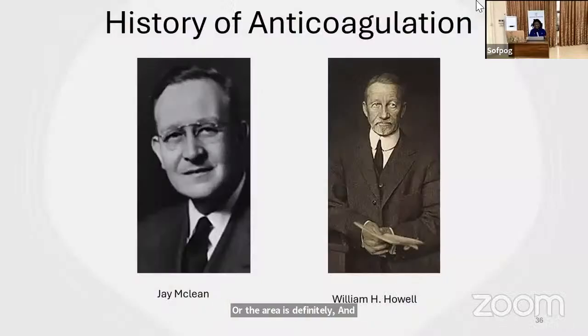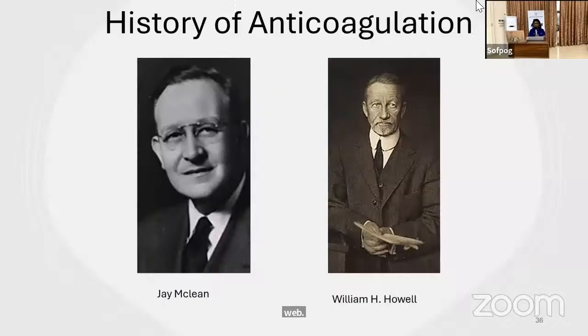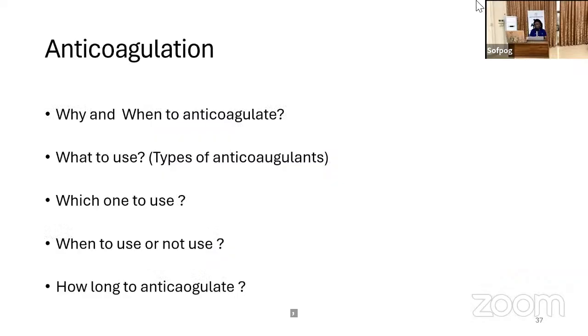So this young man, Jay McLean, was a medical student in his second year when he discovered a substance which made blood anticoagulant. Eventually his mentor worked on it. So later on, in the 1960s, heparin became commercially available. So I think we have gone a long way in this area.